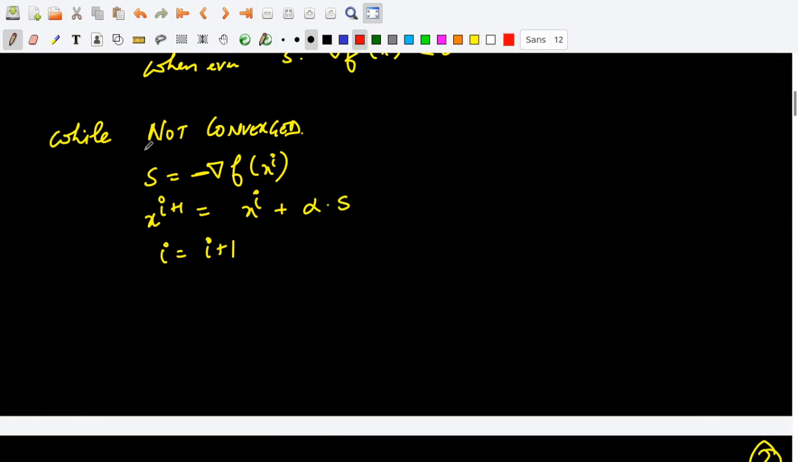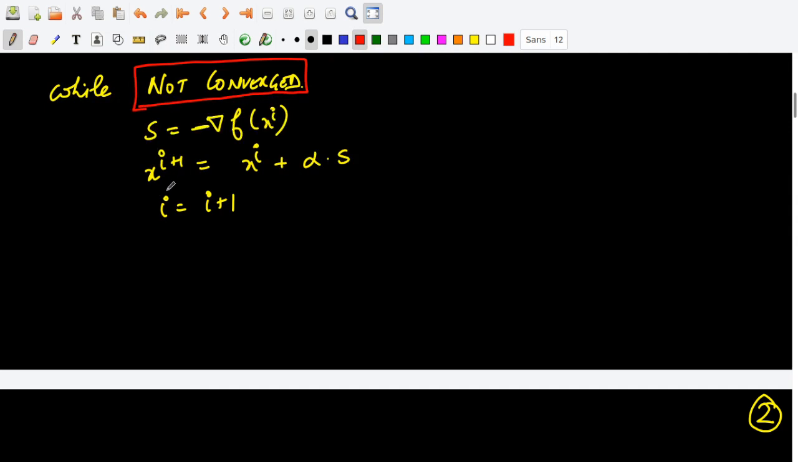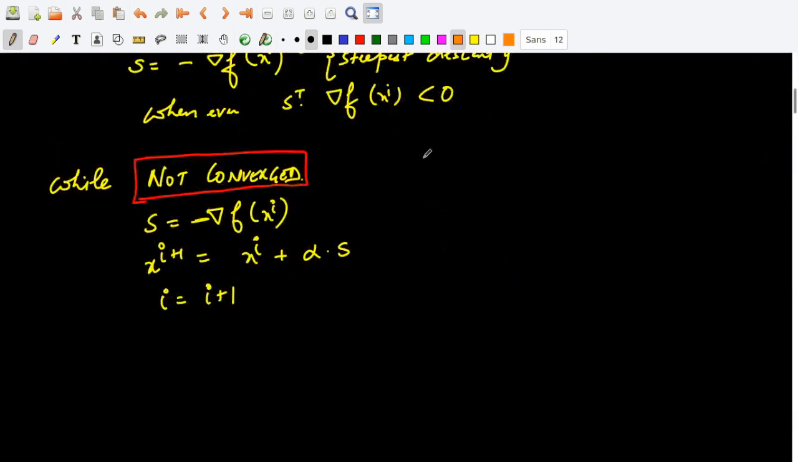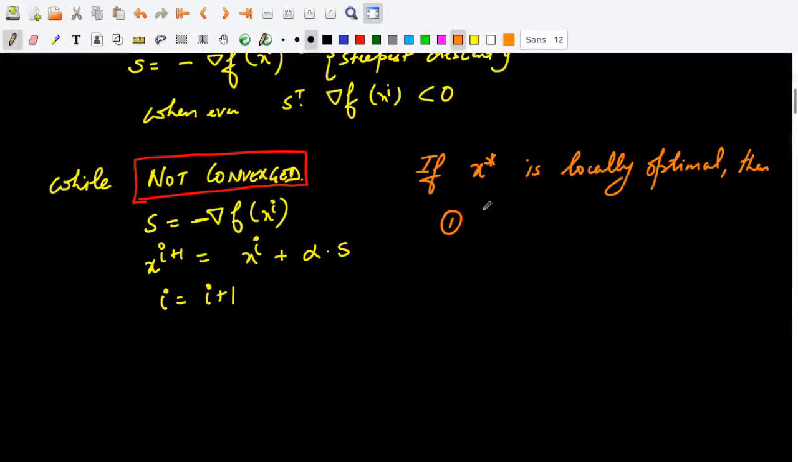So let's look at what is the meaning of this convergence and when do we say that it's okay to stop. Remember that we don't know the shape of the function in general because this function is in several dimensions, but we do have the gradients and Hessians available with us. So if x star is locally optimal, then number 1, the gradient of f at x star has to be 0.